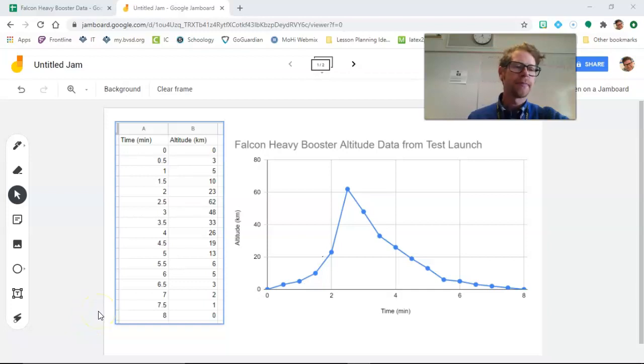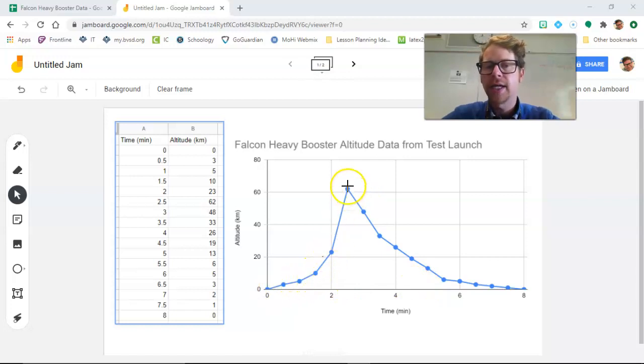Hey there. So in this video, what I want to do is show position data and actually get velocity out of it. So how do we do that? Well, first, let's take a look at the data we already made into a graph from the Falcon Heavy test launch. In the Falcon Heavy test launch, we tracked the altitude of the booster and its change over time, and we saw that this is basically a graph of position.